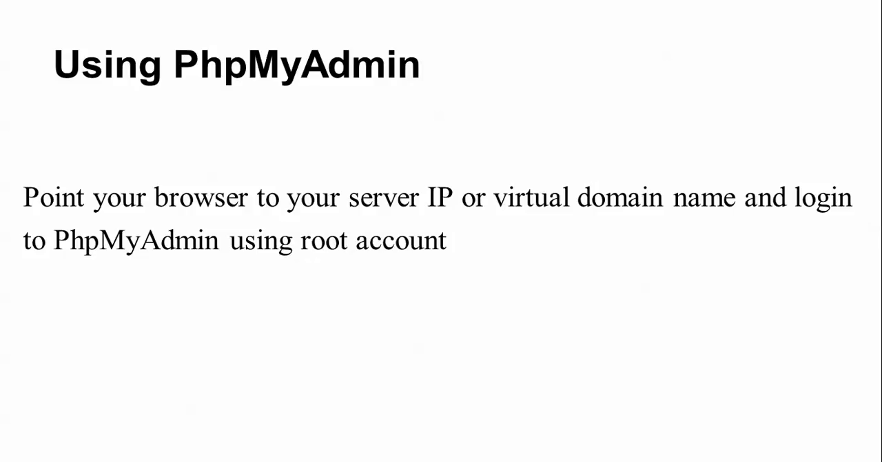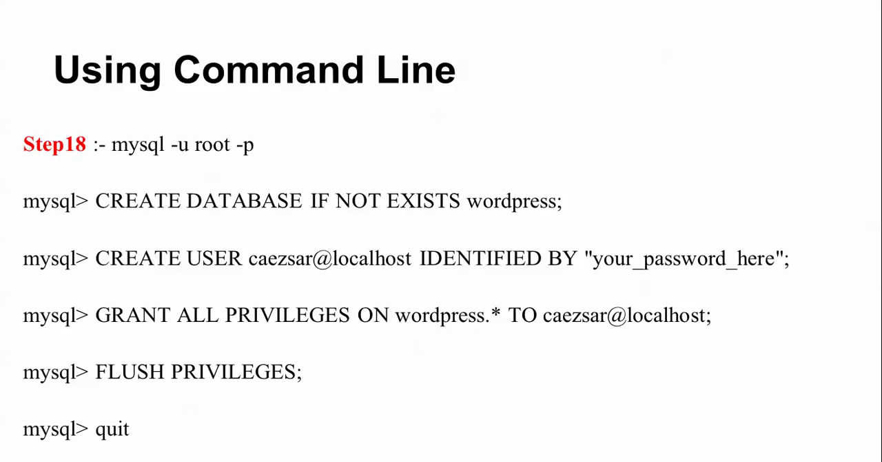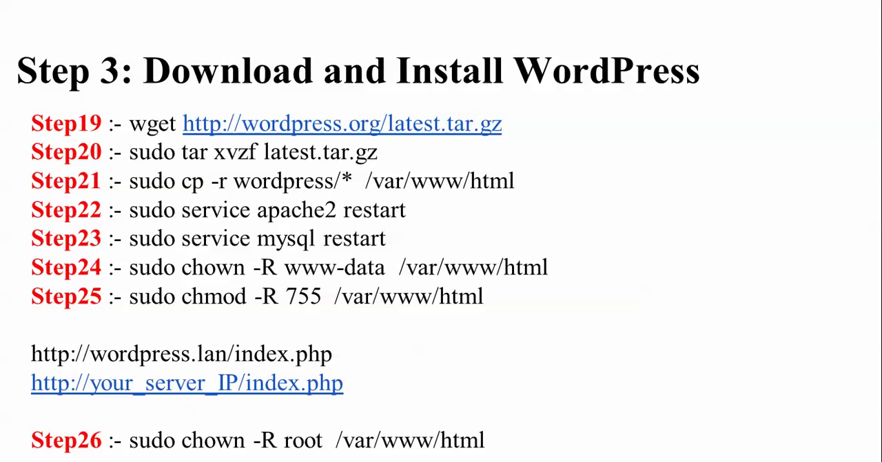Now I am going to access phpMyAdmin through the browser. We just need to type the server IP address or virtual domain name with the username, root account and password. Through the command line also it is possible. Just type mysql -u root -p and create a database. This is the command. You need to type exactly whatever is showing here and just press enter. So after that, the last part is downloading and installing WordPress. Steps 19 to 26 are the procedure for downloading WordPress, restarting Apache, and giving the permission. Then I'm going to access it from the URL. Then the last one is giving the permission.